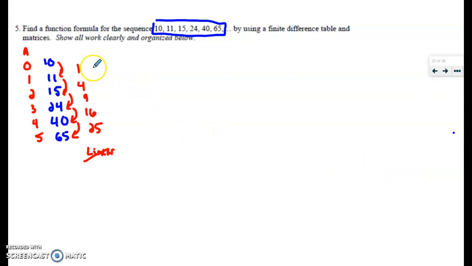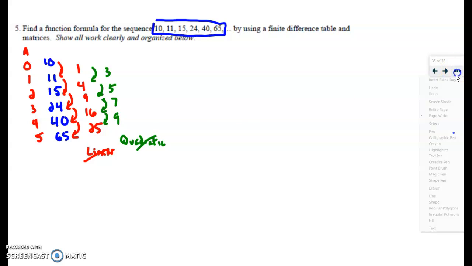So now let's look at that second difference. Well, the second difference is 3. That difference is a 3. That's a 5. Okay. And then the difference between this one is a 7. And then this difference is a 9. Still, when I look at those numbers, that difference is not the same. If the difference was the same, it would make it a quadratic. But because the second difference is not the same, it is not a quadratic.